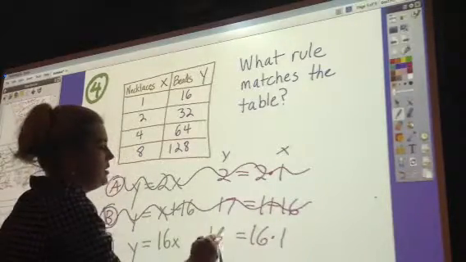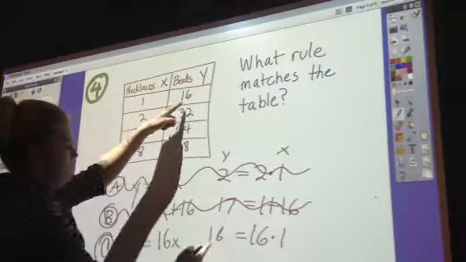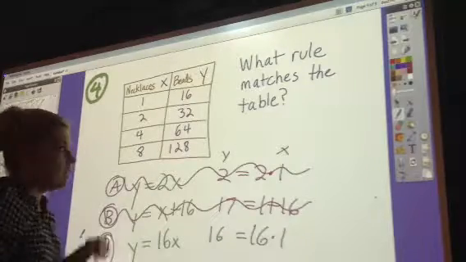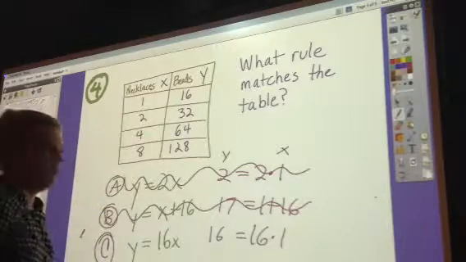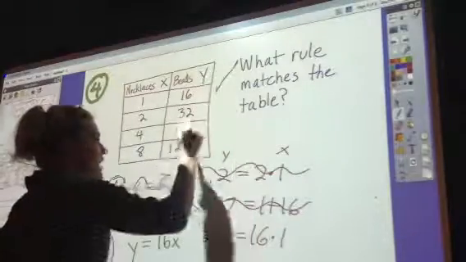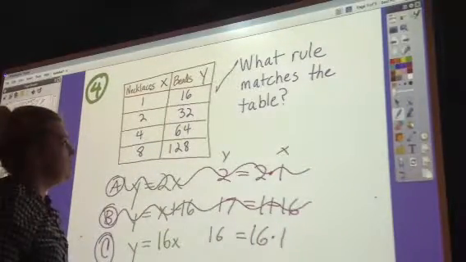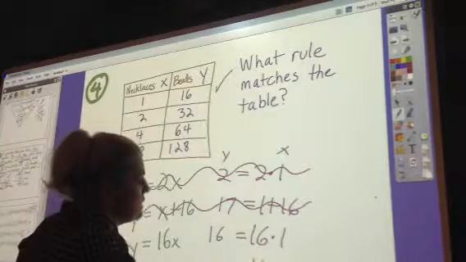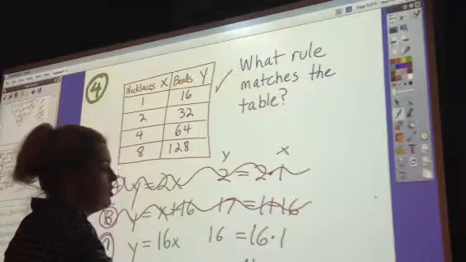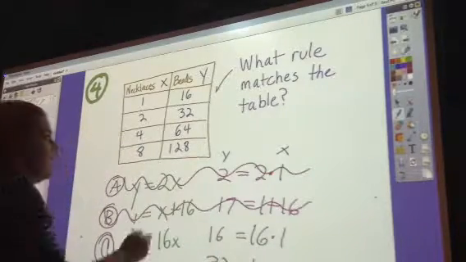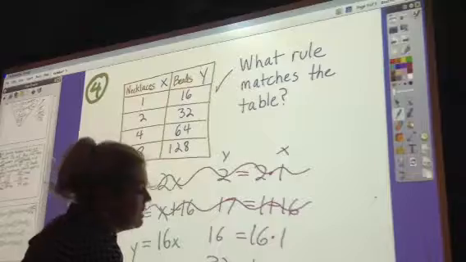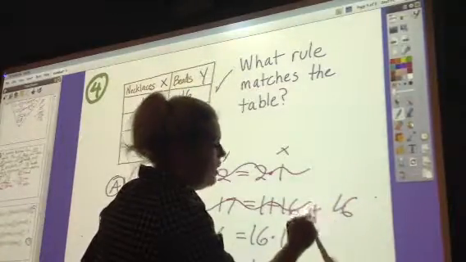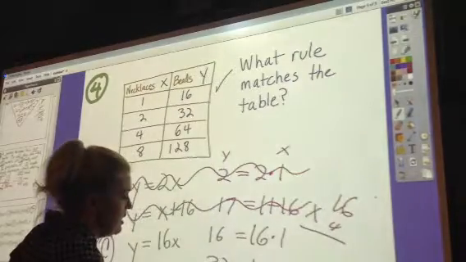does that give me, if X is 1, does that give me Y is 16? Yes, it does. The trick is that it has to work for each component. So sure, yes, it works for that, but does it work if X is 2, does Y equal 32? So we'll go ahead and try 16 times 2. Does that give me 32? Yes, it does. How about if X is 4? Does 16 times 4 give me 64? Be working that out on a piece of scratch paper, and yes, it does.